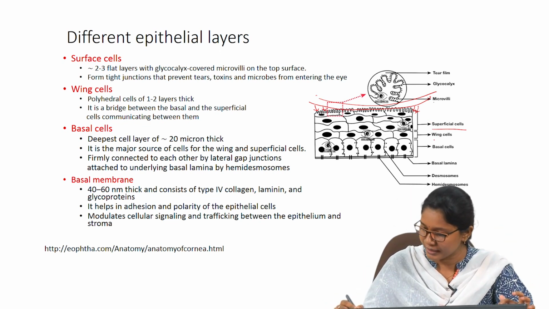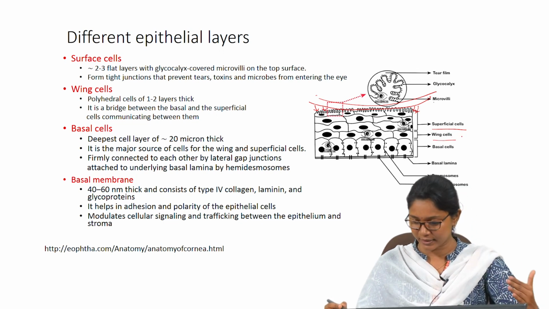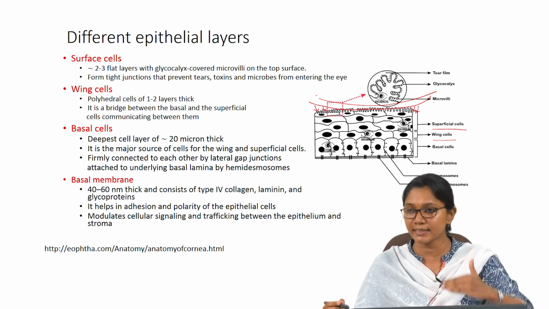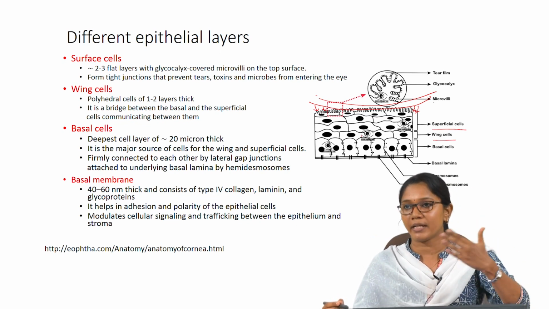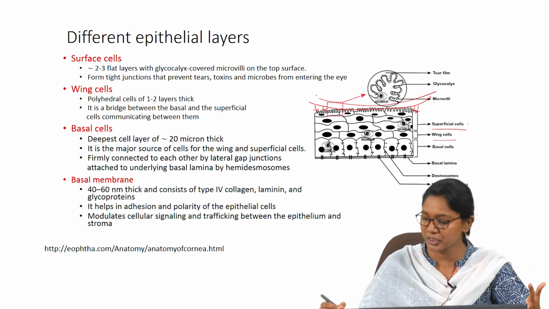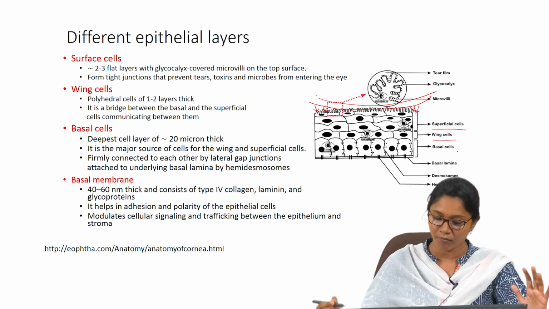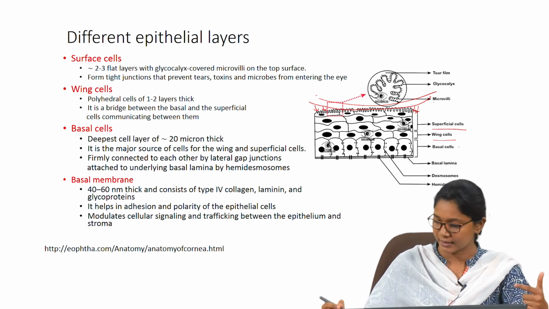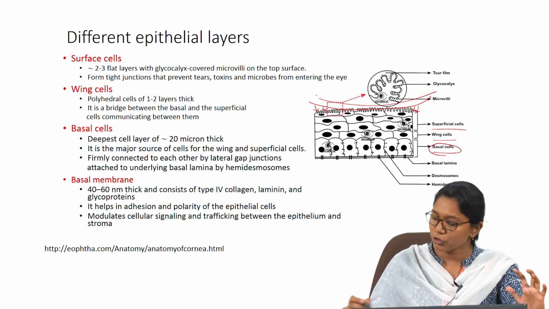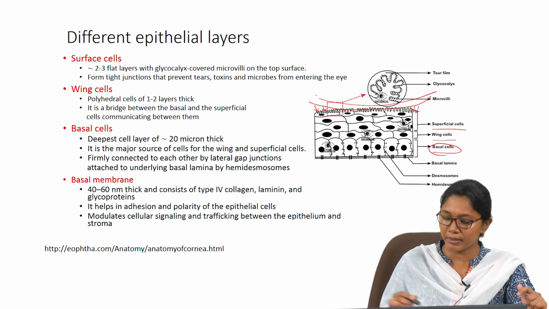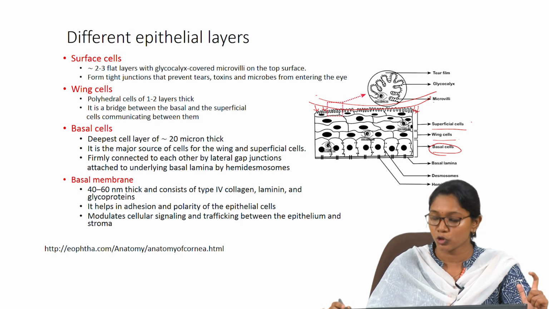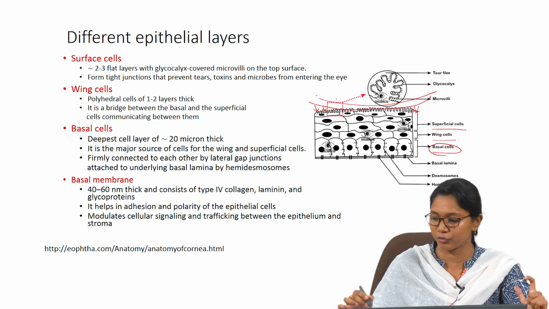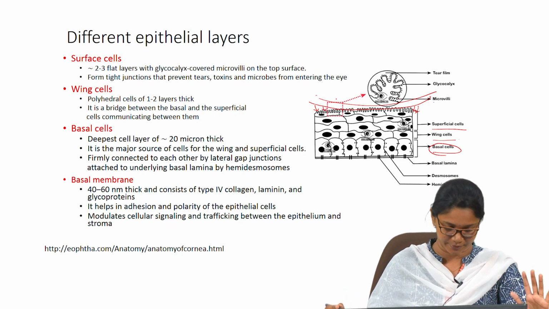And then we have the wing cells. Wing cells are polyhedral cells. These form the second, that is the middle layer of the epithelial cells, which act as a bridge between the superficial cells and the basal cells, communicating between the two. Then we have the basal cells. The basal cells are very important. They are a major source for the wing cells and the superficial cells, and this is the one which balances the homeostasis of the corneal epithelial layer.